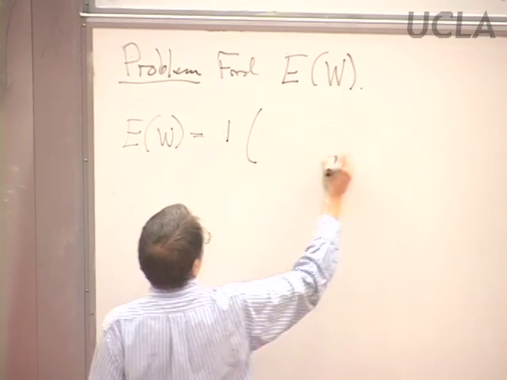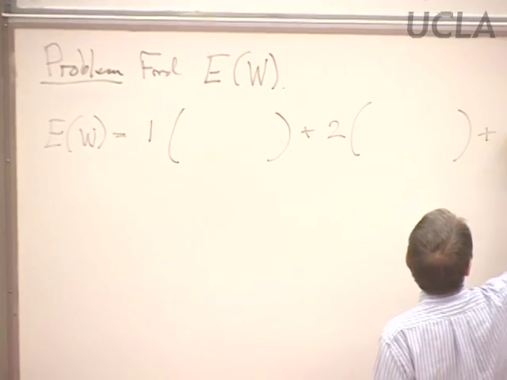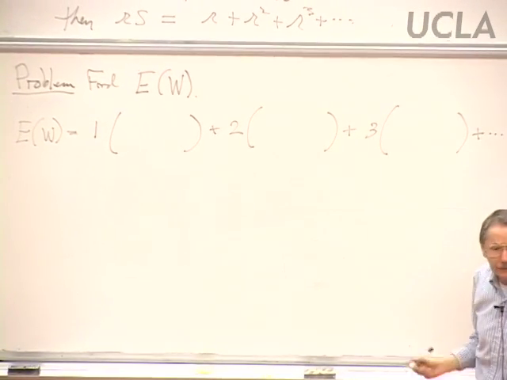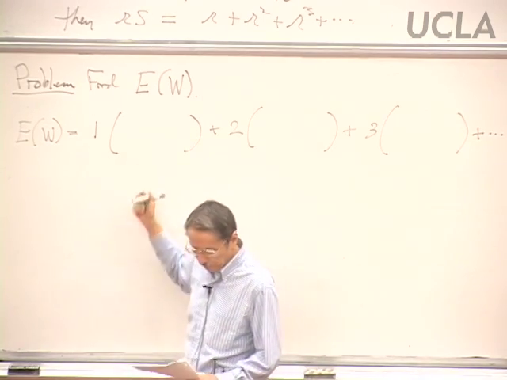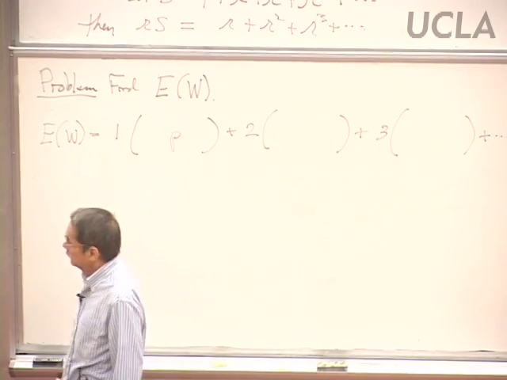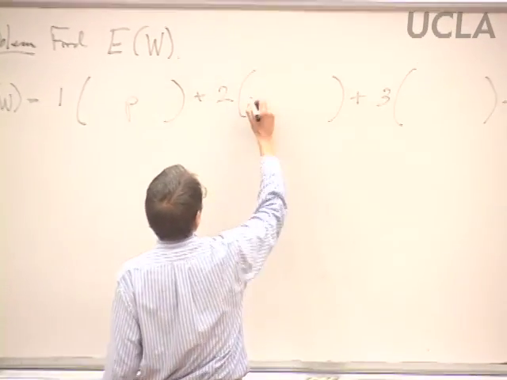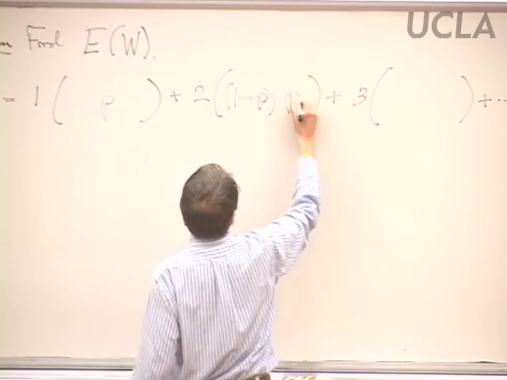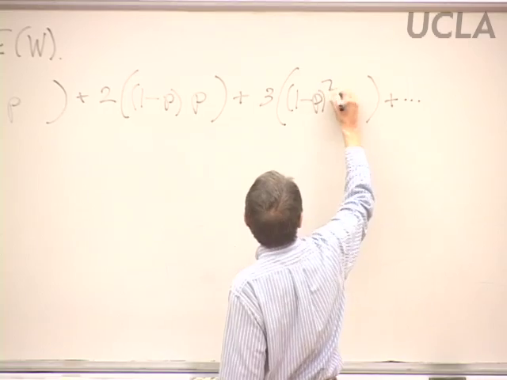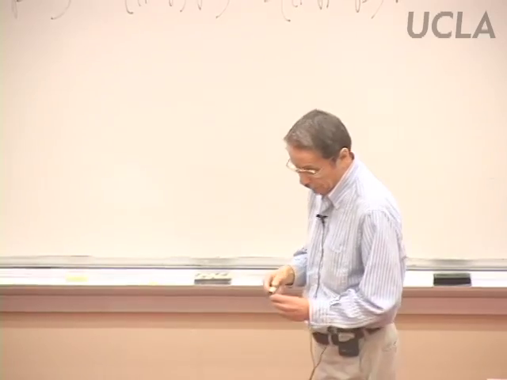So we take 1 times the probability that it's 1, plus 2 times the probability that it's 2, and so forth and so on, this infinite sum. And the probability that it's 1, as over there, is just p times something to the 0th power. The probability that it's 2, that's 1 minus p times p. The probability that it's 3, and we want this sum.